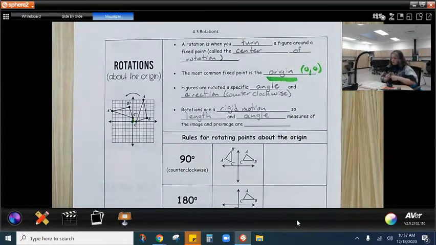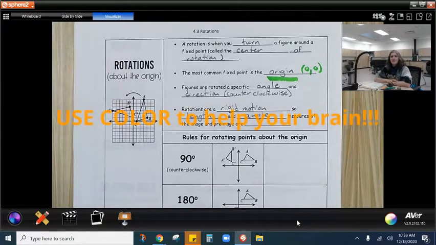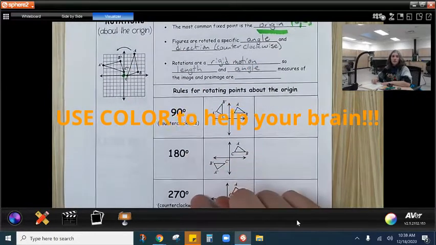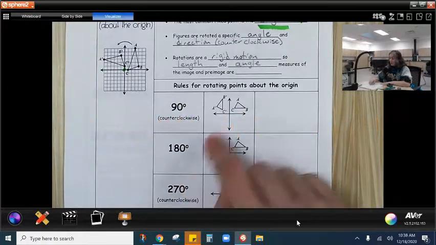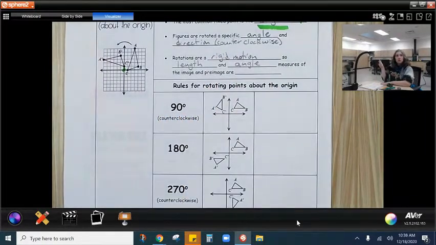The figures are rotated at a specific angle and a direction. Now, we could rotate them any angle. We could do 30, 15, 97, right? We could do any angle. We have some that we typically use, though, and that would be 90, 180, and then 270. Those are the typical angles that we use. And we always do it in a counterclockwise motion. Okay, so we do it to the right. Or to the left, sorry, to the left.